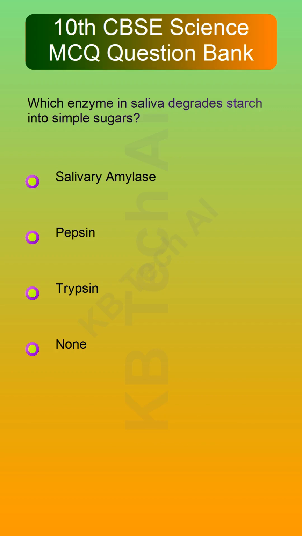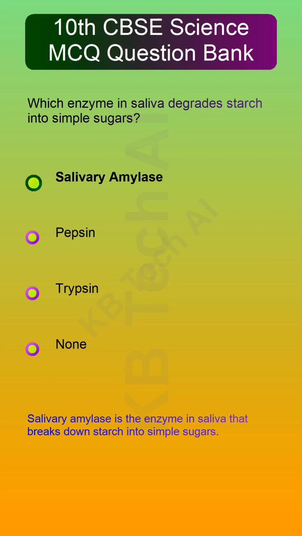Which enzyme in saliva degrades starch into simple sugars? Option 1, salivary amylase. Option 2, pepsin. Option 3, trypsin. Option 4, none. The answer is, option 1, salivary amylase.